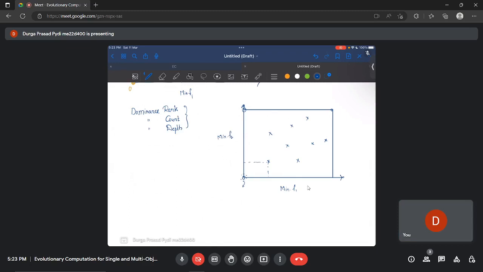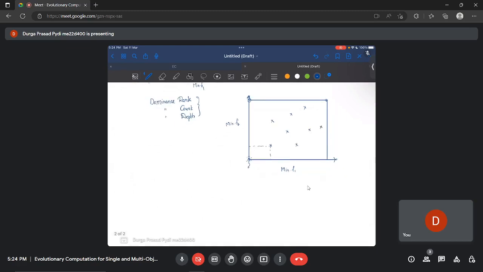Please give one example each, just like you explained how this Pareto front will shift. So that will be clear then. Yes. It is minimum F1, minimum F2. The rectangle is horizontal and vertical down in this particular one.